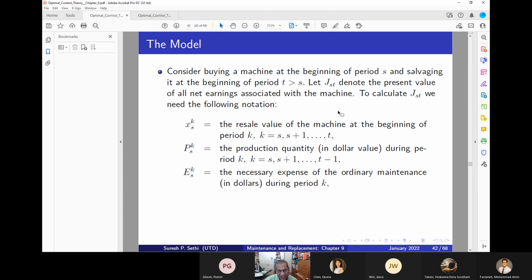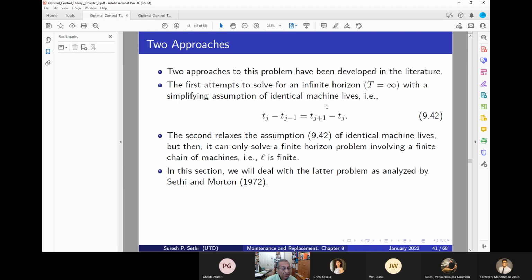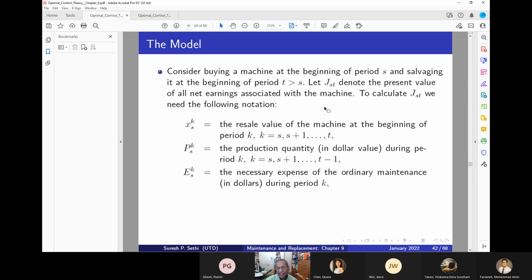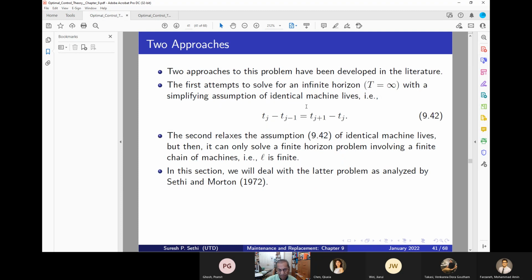I can do that for every S and T. And I was sitting in my office, and Tom Morton walks in, and I told Tom that I have solved all of these problems for every S and T, but I don't know how to do the rest. And it took him 1 minute or less to say Wagner-Whitin. That means Wagner-Whitin algorithm will allow you to go from this step to find capital T.